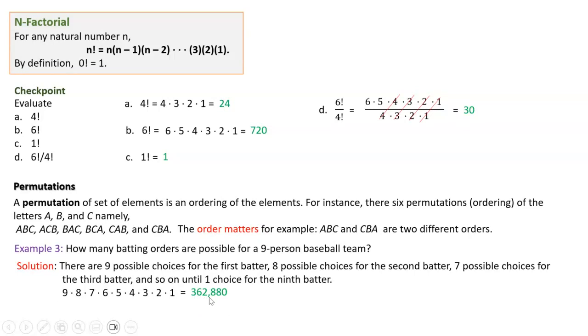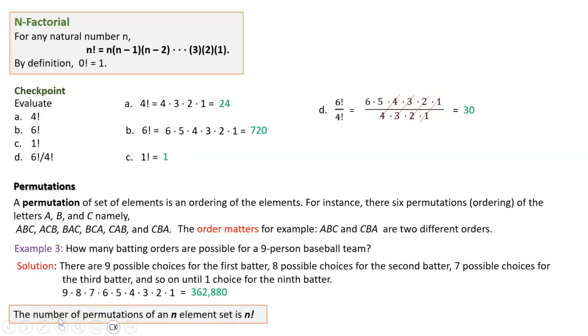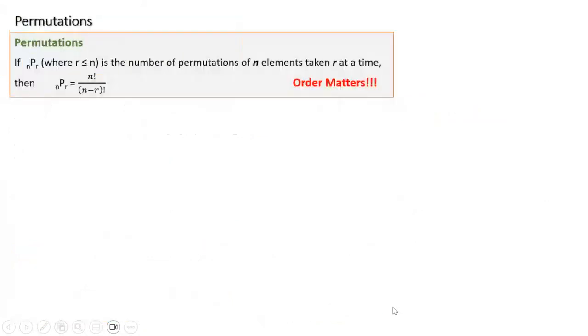The answer will be 362,880, but we can use the fact that the number of permutations of n elements is n factorial. For example, how many batting orders are possible for the 9-person baseball team? So it's going to be 9 factorial. That will give us the same thing, 362,880. This is the same thing as permutation. But now there's another formula also for permutation.